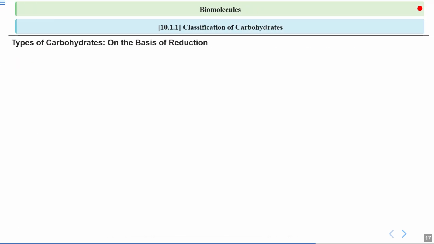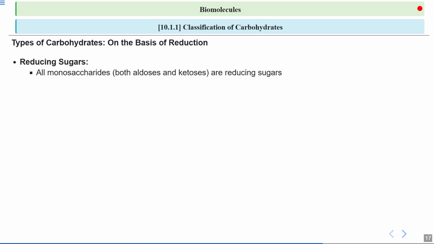Now we will see types of carbohydrates on the basis of reduction. First, we will focus on reducing sugars. Notice that all monosaccharides, which include both aldose and ketose, are considered reducing sugars.